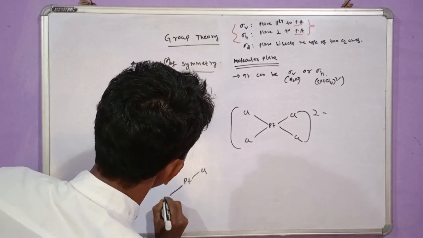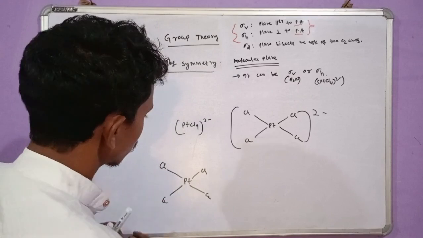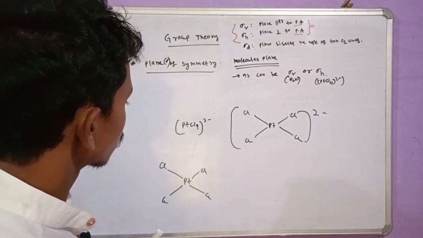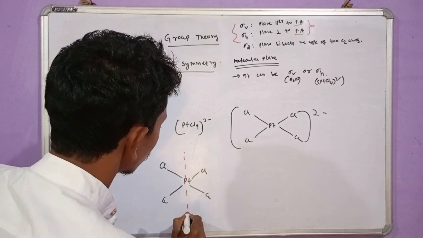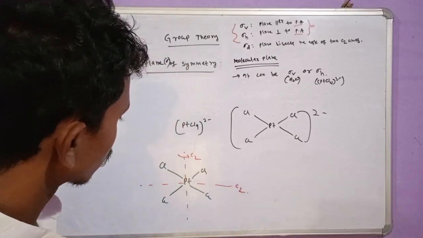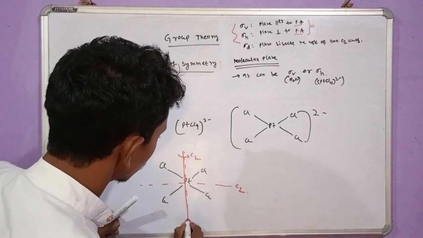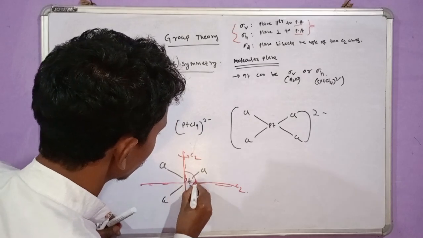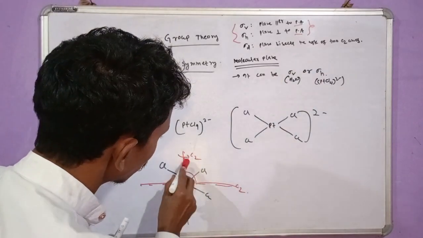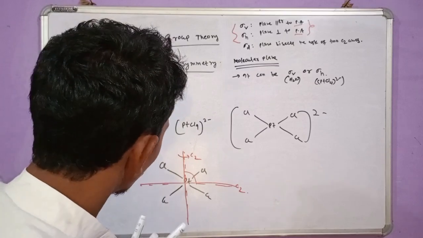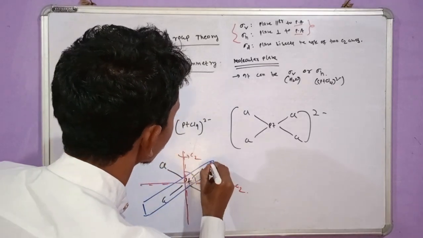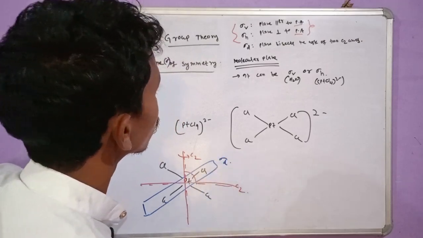Pt, Cl, Cl, Cl, Cl. What we say is that one plane bisects the two C2 axes. So this is one C2 axis and this is another C2 axis, and in between these two C2 axes, this is the angle. So I will pass a plane which bisects the angle of these two C2 axes. This plane is called a dihedral plane.